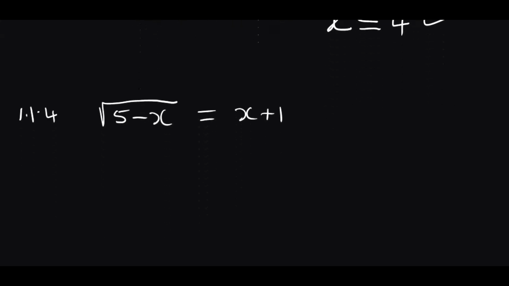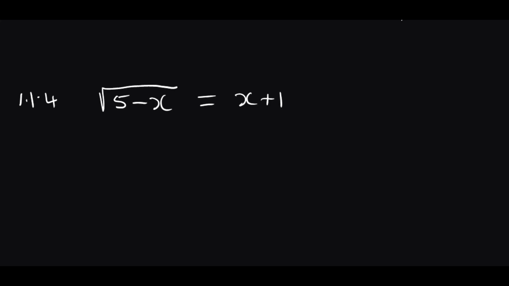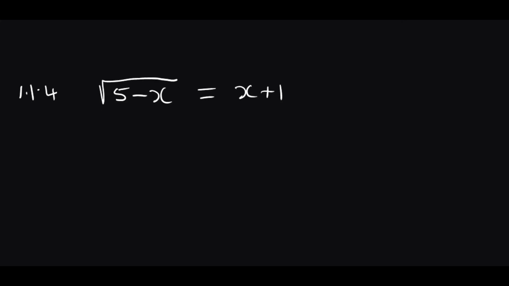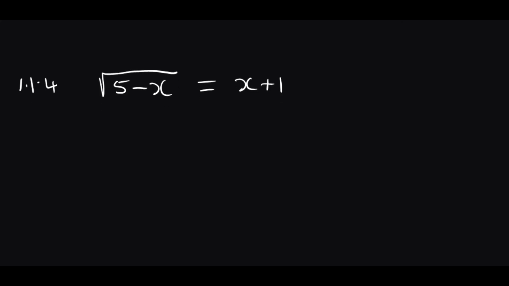Let us move on now to 1.1.4, where also we need to solve for x. Here, the first thing we need to do is to eliminate this square root. How do we do that? We need to apply squared on both sides.